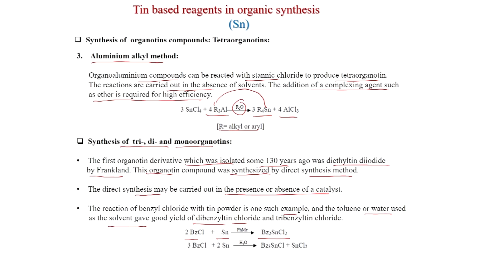Also, you can get tribenzyl tin chloride if you use 3 equivalents of benzyl chloride and 2 equivalents of tin, then this Bn3SnCl plus SnCl2 will be produced. So, this will be actually, I think, Bn is equal to benzyl.